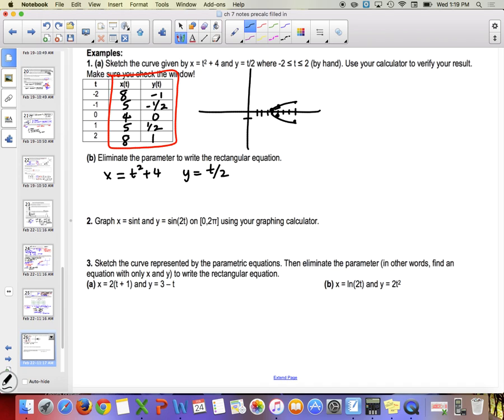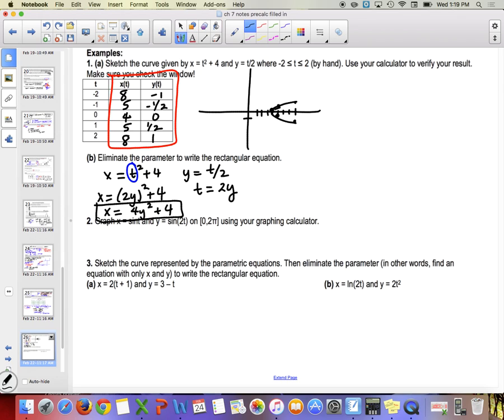For the y equals equation, do you see how it's really easy to get t by itself? That's what we want to do. You always want to get t by itself. So t is equal to what? 2y. Do you see that? Then you go back to your other equation and replace your t with 2y. So you're going to have x equals (2y) squared plus 4. So I get x equals 4y squared plus 4. We've now eliminated the parameter.